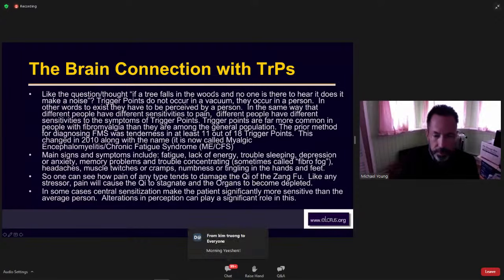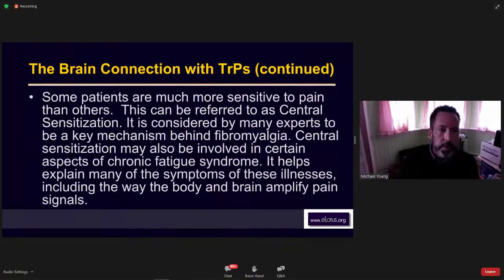In some cases, central sensitization makes the patient significantly more sensitive than the average person. Alterations in perception can play a significant role in this. The brain connection, again, central sensitization is the concept. It's considered by many experts to be a key behind fibro. Central sensitization may also be involved in certain aspects of chronic fatigue, and helps explain many of the symptoms of these illnesses, including the way the body and brain amplify pain signals.